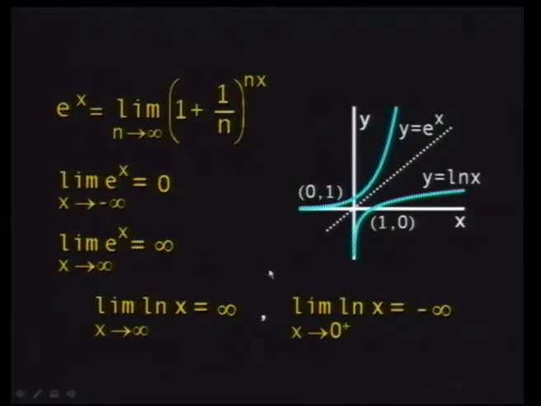Now, what about the logarithm? The logarithm, which is the inverse of this function, behaves the same way. When x tends to infinity, it goes to infinity, but it goes to infinity slowly, much slower than the function e to the x. E to the x is much stronger.